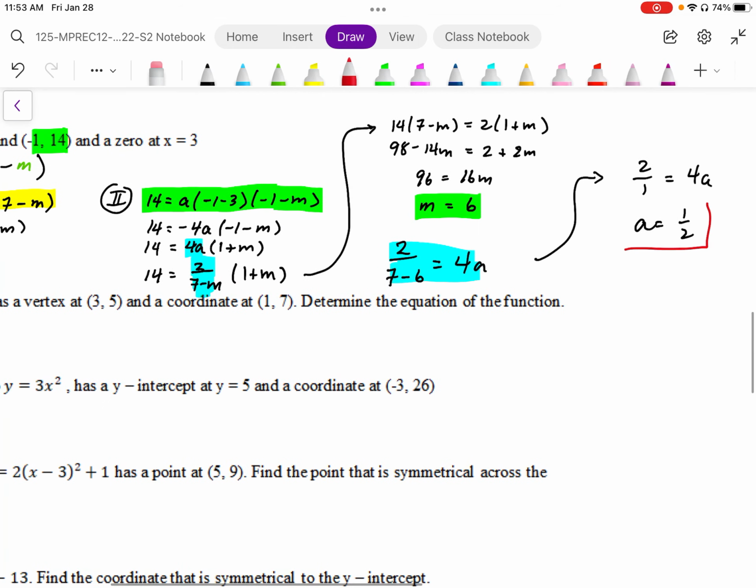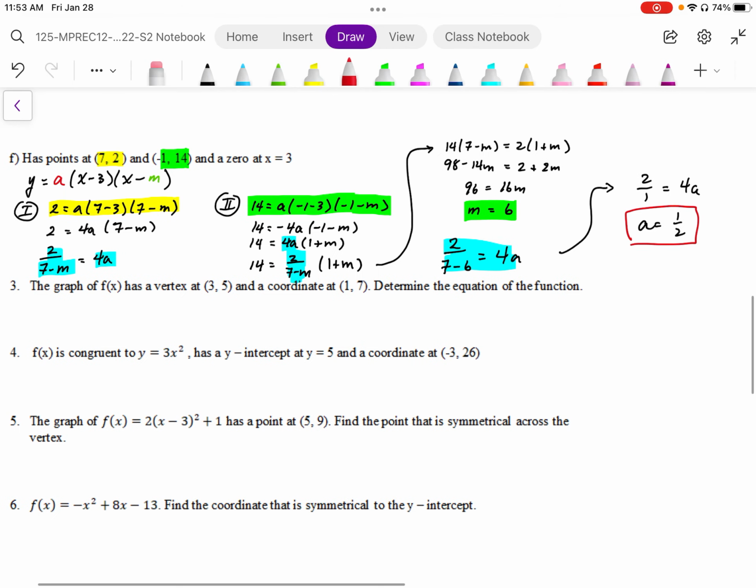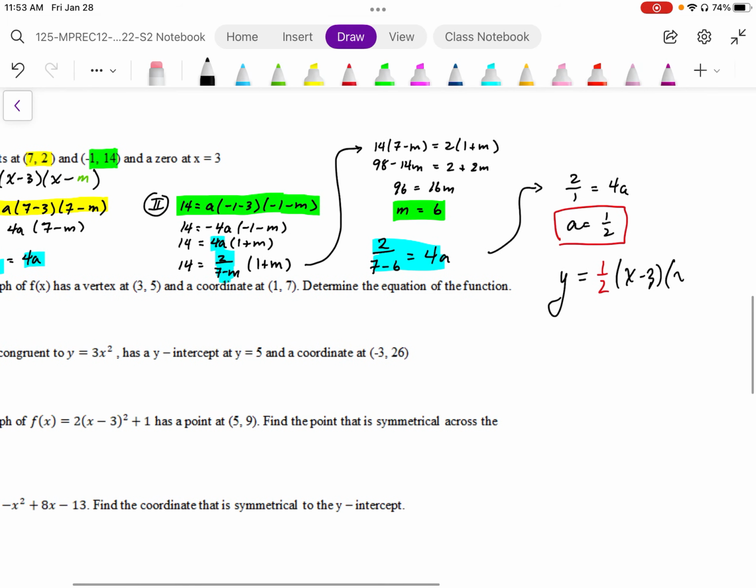Okay, I've got my a value, I've got my m. I solved this as a system of equations. So my equation then works out to be y equals 1/2 times (x minus 3) from the factor that was given, and then (x minus 6), that m value that I solved for.